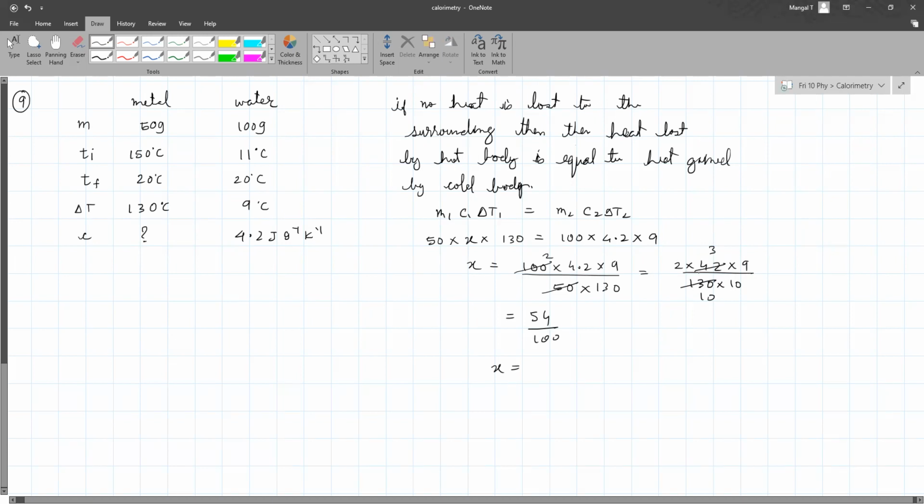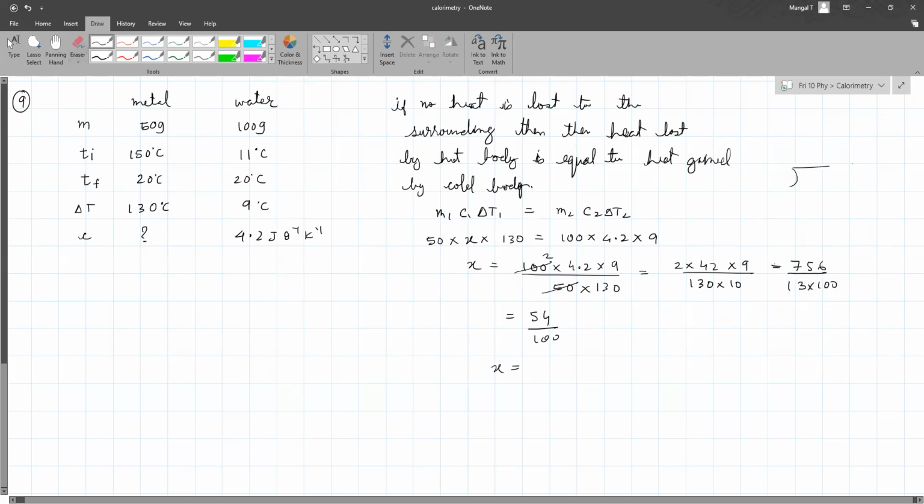No, I'm talking about, yeah, this is a mistake, right? This is not 3za. So what we will have to do is we'll have to take this 42 into 2 into 9. So that will be 756, and this will be 13 into 100.